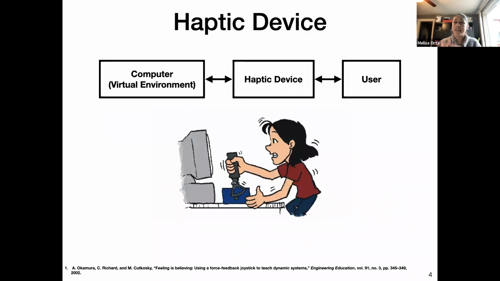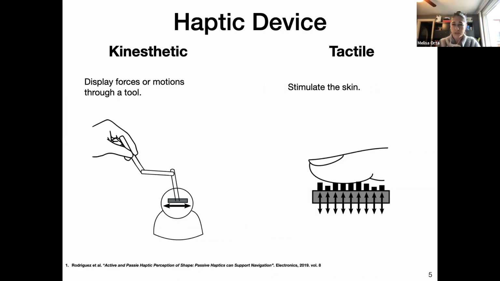A haptic device is a device that will enable interactions through the sense of touch with, for example, a virtual environment. These virtual environments are sometimes rendered through the computer with graphics, but they don't have to be. So the haptic device can also be pretty standalone. In general, there are 2 different types of haptic devices. On the one hand, you have kinesthetic haptic devices, which will render forces through a tool. And on the other, you have tactile haptic devices, which will directly stimulate the skin. And of course, there are combinations of the 2.